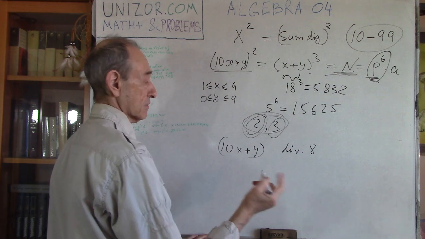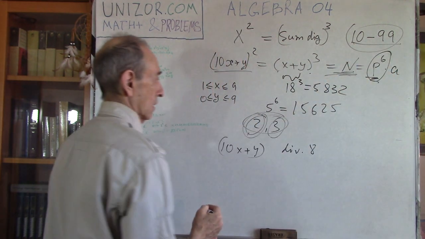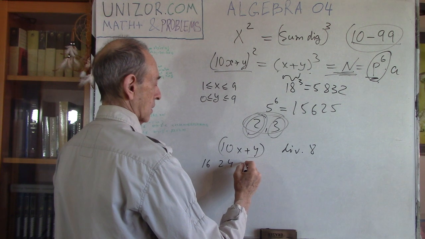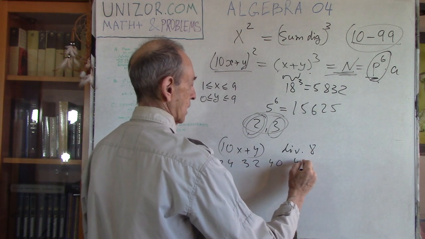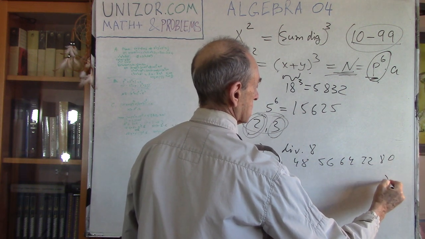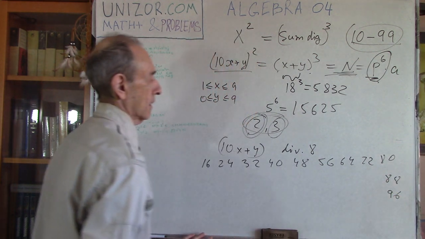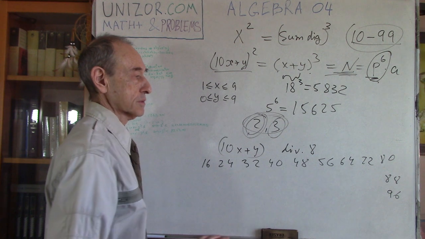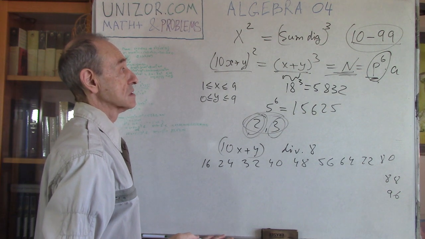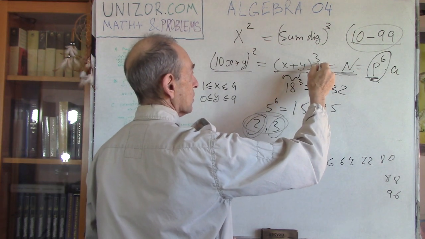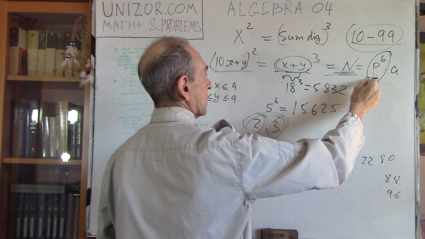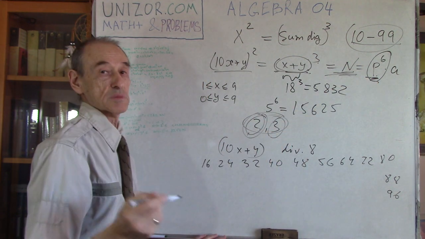So what kind of numbers are divisible by 8 in this particular interval? Well, it's 16, 24, 32, 40, 48, 56, 64, 72, 80, 88, and 96. Now, what about the sum of digits? The cube of the sum is supposed to be divisible by 2 to the 6, so the sum of digits is supposed to be divisible by p squared, which is 4. So the sum of digits is supposed to be divisible by 4.